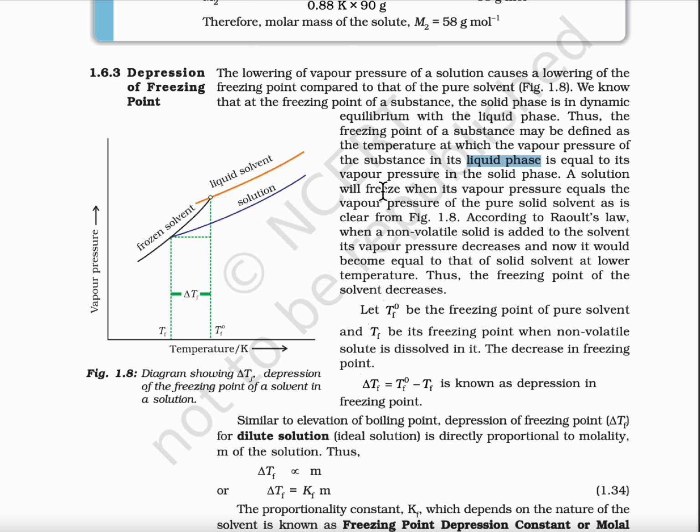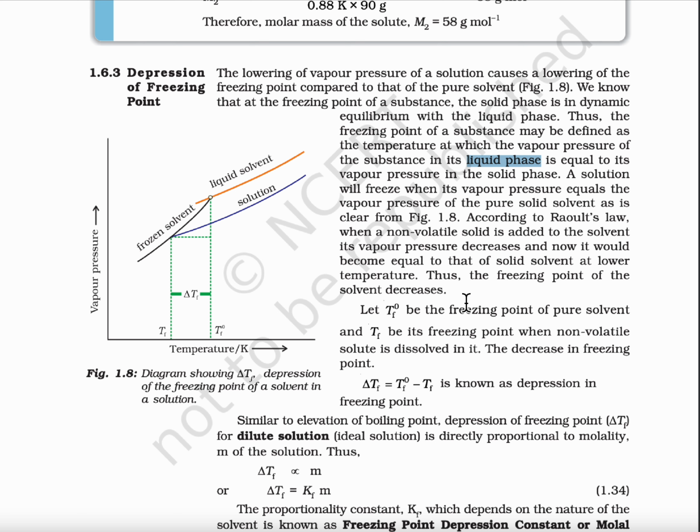A solution will freeze when its vapor pressure equals the vapor pressure of pure solid solvent, as is clear from figure 1.8. According to Raoult's law, when a non-volatile solute is added to the solvent, its vapor pressure decreases, and now it would become equal to that of the solid solvent at a lower temperature. Thus, the freezing point of the solvent decreases.